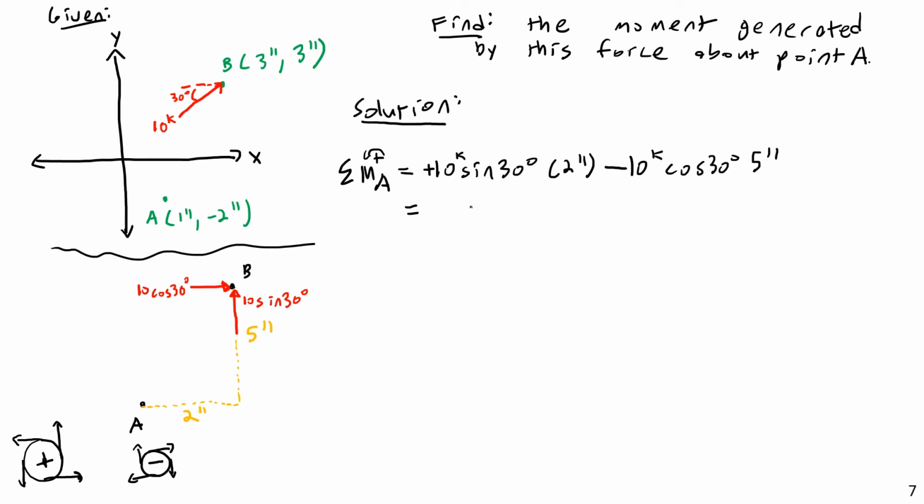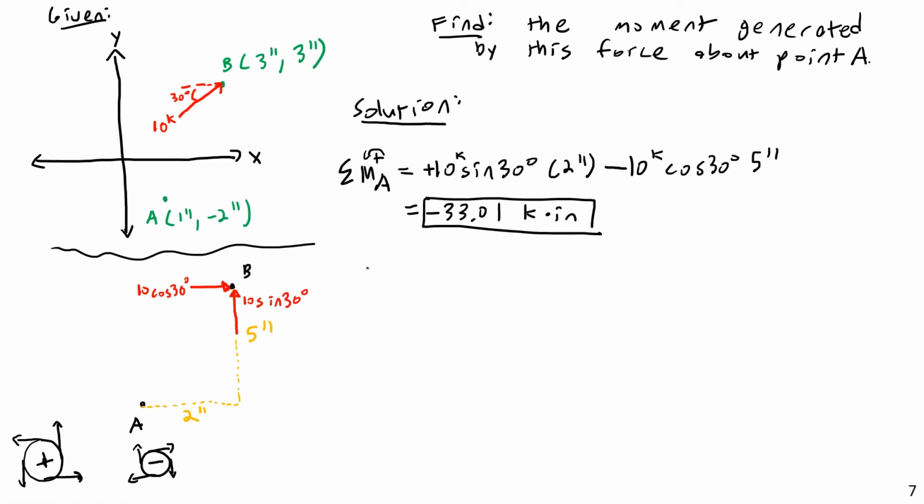So at this point, let's just throw this in a calculator and get this over with. 10 sine 30 degrees times 2 minus 10 cosine 30 times 5. And if I manage to math that correctly, that comes to negative 33.01 kip inches. And that's the basic idea for finding moments in scalar form.